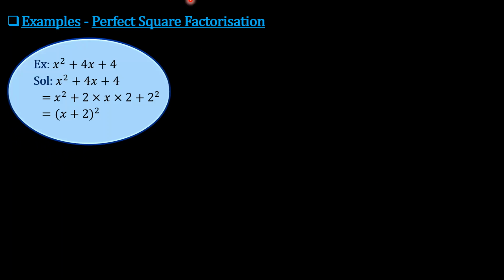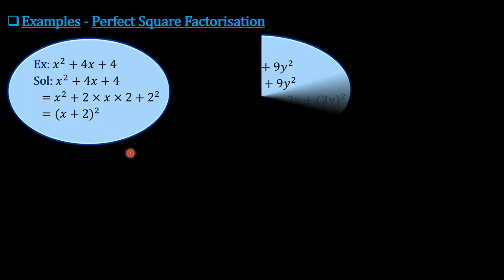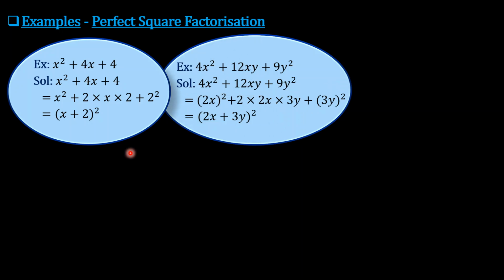Example, x square plus 4x plus 4, we just rearrange this. x square, 4x we can write down as 2 times x times 2, and 4 is 2 square. So this is in the form of a square plus 2ab plus b square, which is a plus b whole square. In this case it is x square plus 2 times x times 2 plus 2 square. That's why we can write down x plus 2 whole square. So this is perfect square factorization.